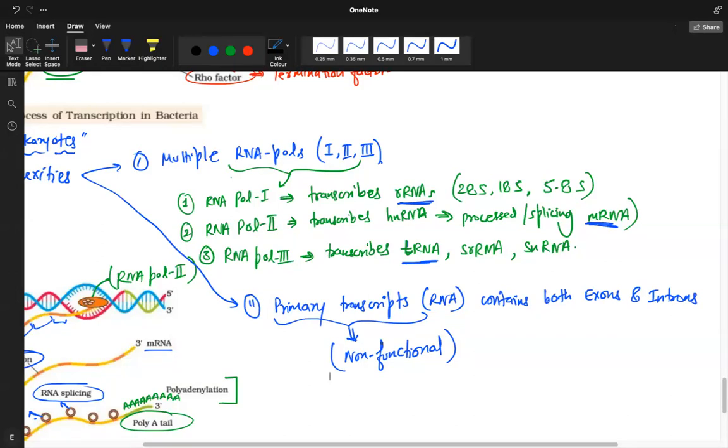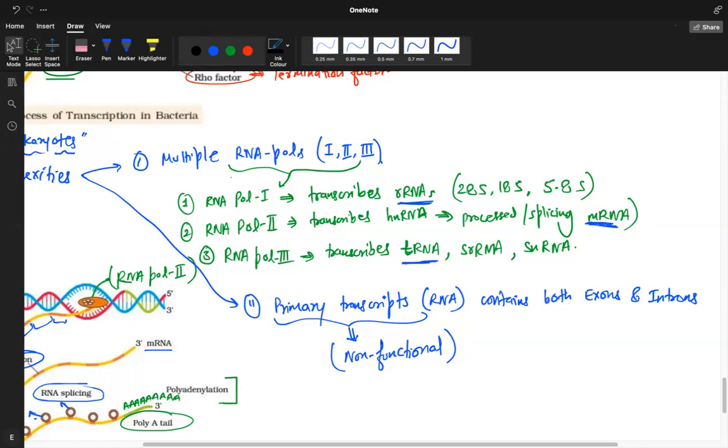The second complexity is that the primary transcript, or the primary RNA that comes out of the nucleus, contains both exons and introns and is a non-functional RNA.